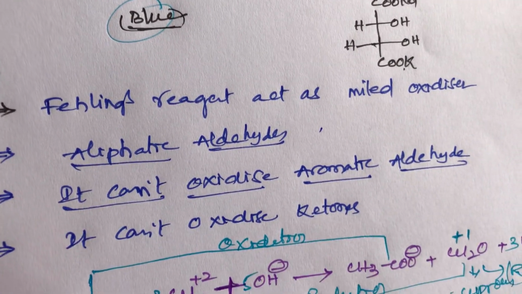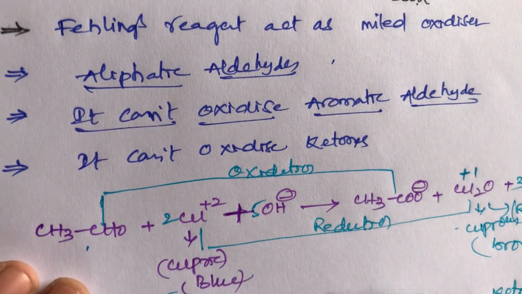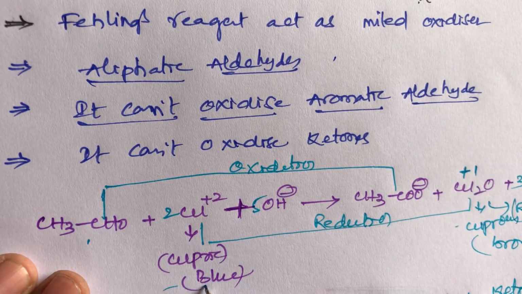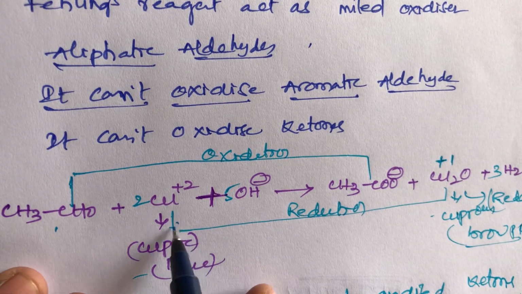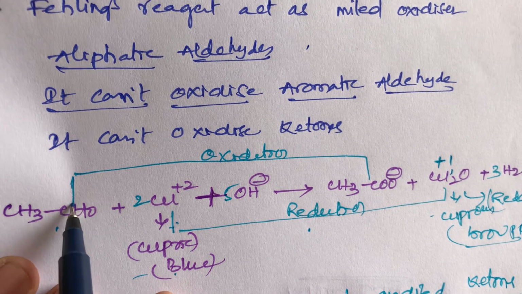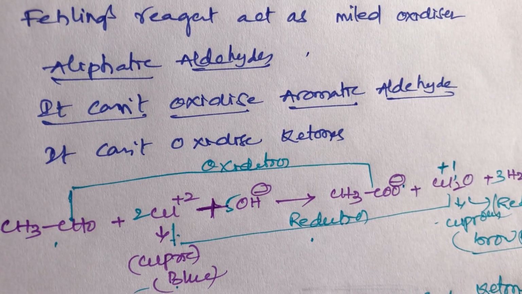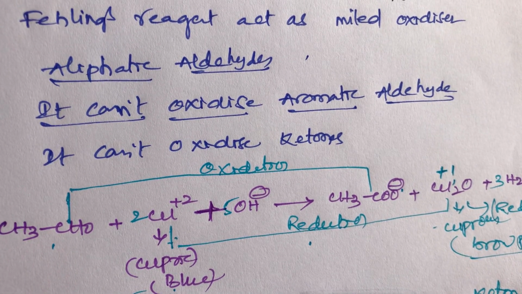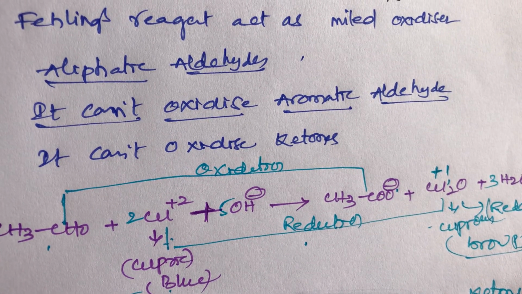So in this reaction, students, the aliphatic aldehyde is converted to acid. In this reaction, the copper ion Cu plus 2 is blue in color. This blue ion is converted into cuprous oxide, and a reddish brown precipitate will be formed, students. In this reaction, Cu plus 2 is converted into Cu plus, that is called reduction, and acetaldehyde is converted to acetate ion, that is called oxidation. This is a simple trick for Fehling's reagent, students. This is very important for NEET and JEE and other competitive exams also, students.